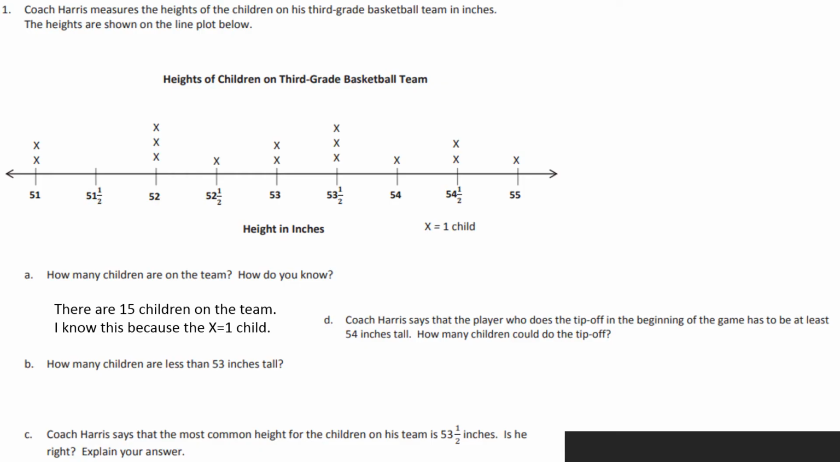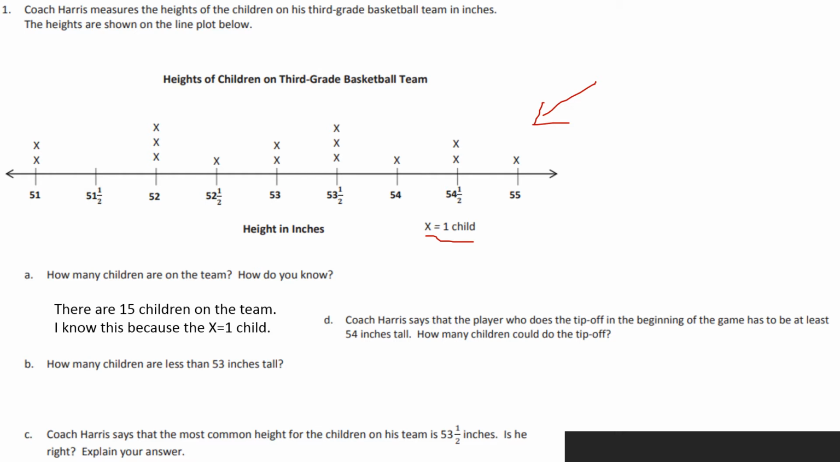So for this first problem, you can see I put all the parts on this one page, so it'd be a little bit easier to read it all. It says, Coach Harris measures the heights of the children on his third grade basketball team in inches. The heights are shown on the line plot below. Here we see the line plot with all the children, and we know 1 x equals 1 child. The first question: how many children are on the team? I said there are 15 children on the team, and I know this because the x equals 1 child.